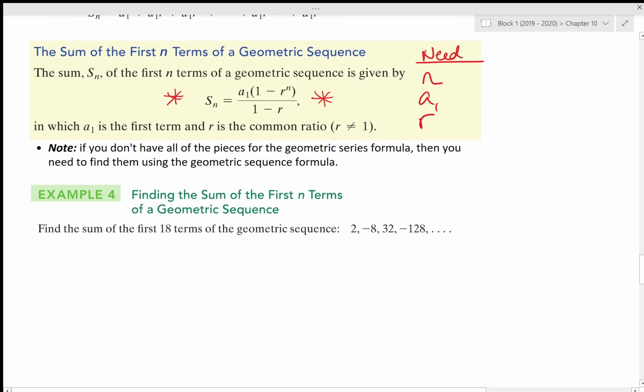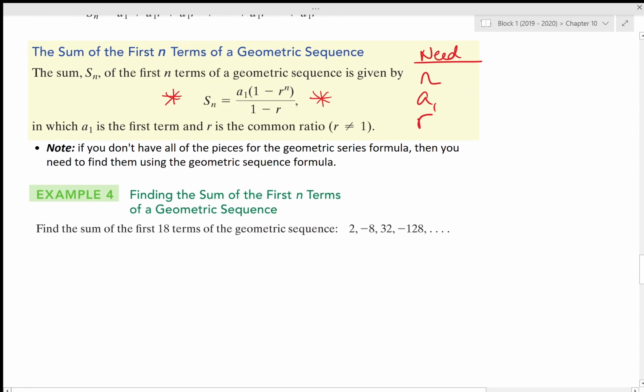So, example 4, find the sum of the first 18 terms. Sum is the key word of the geometric sequence. So, since it's geometric and I want the sum, my n is 18. I'm going to use S of 18. I'm going to use this formula, right? My first term is 2.